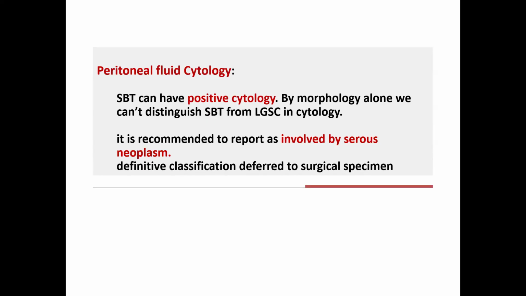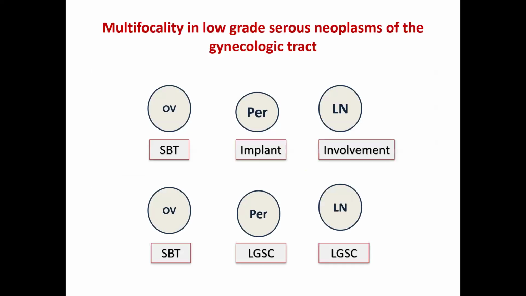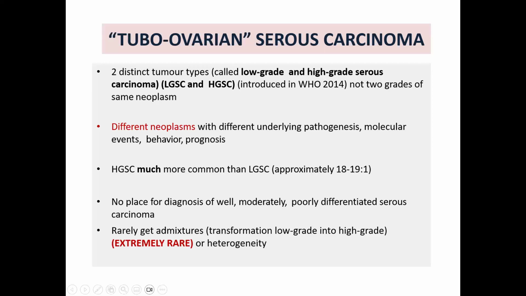And this is one of the important things that makes biopsy important. The tissue biopsy is always better than cytology in the diagnosis of advanced ovarian malignancy. So the low-grade serous neoplasm can have multifocality. I can have a serous borderline tumor in the ovary with implants in the peritoneum and lymph node involvement, and this is a serous borderline tumor. Or I can have a serous borderline tumor in the ovary with low-grade serous carcinoma in the peritoneum or low-grade serous carcinoma in the lymph node.